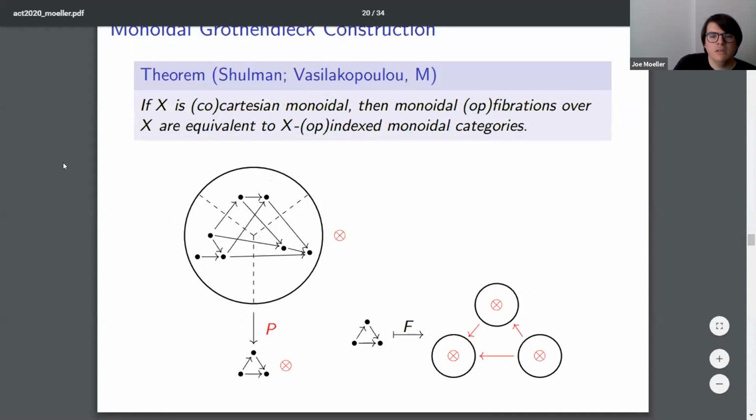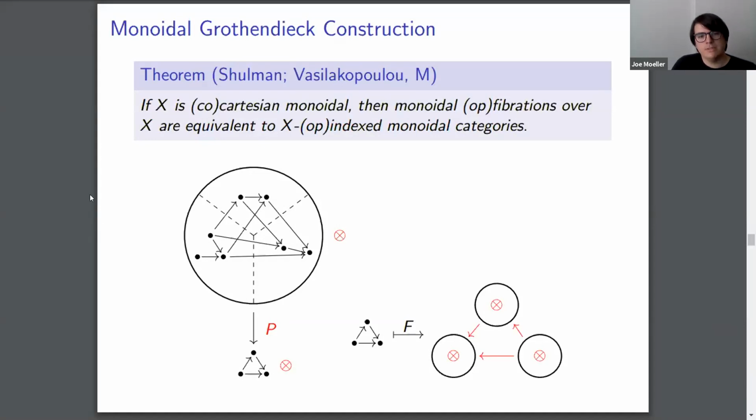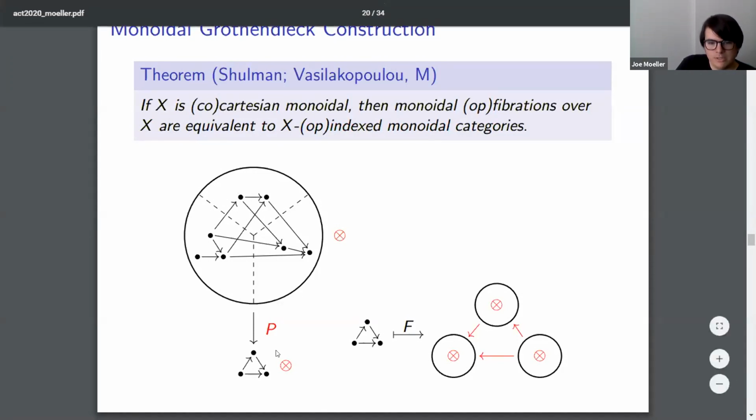And something that Christina Vasilakopoulou and I did, which builds on some work of Mike Shulman, is that we figured out a monoidal version of this. In particular, if you have a cocartesian base, then monoidal opfibrations over it are going to be the same as opindexed monoidal categories. So that means that if you have this total category, which is monoidal, and you have a monoidal fibration that is Cartesian or cocartesian, then you can induce monoidal structures on all of these subcategories. That's what I mean by putting this little red tensor on everything.